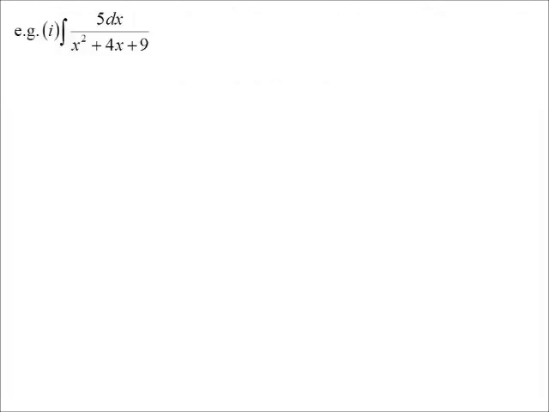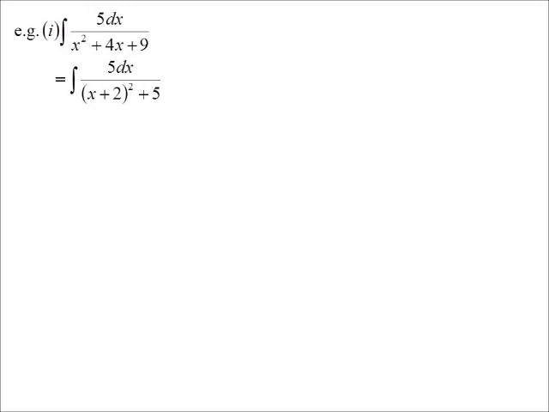Let's do some examples. So I get something like this: 5 dx on x squared plus 4x plus 9. Now of course you could try and factorise it. Multiplies together give 9, adds together give 4. Doesn't work, does it? There's nothing nice that works there. So what we do is we complete the square on the bottom. And that gets us in the form of x squared plus a squared, but instead of x, we've got x plus 2. So it's just a shift in the curve.